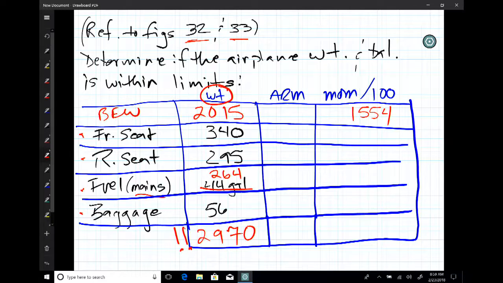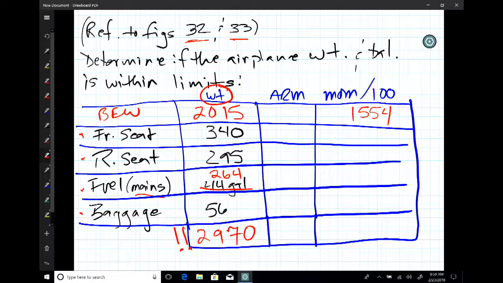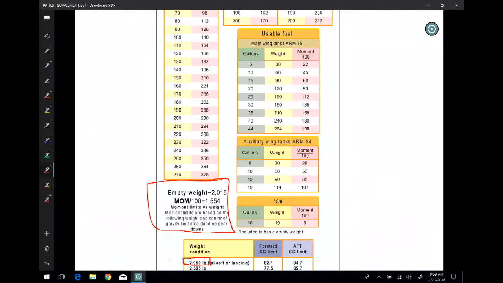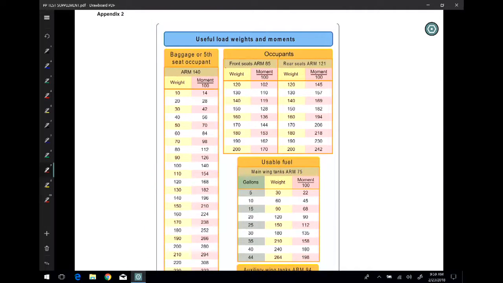Now then, we go back here and let's remember what we have. We have weight, we have arm in inches, and we have moment. So we don't need the arm here because they gave us on the front of this sheet on figure 32, remember this box, they gave us the weight and the moment. We use the arm to determine the moment, correct? So in this case, we don't need it because they gave it to us. But in these others, we are going to need that.